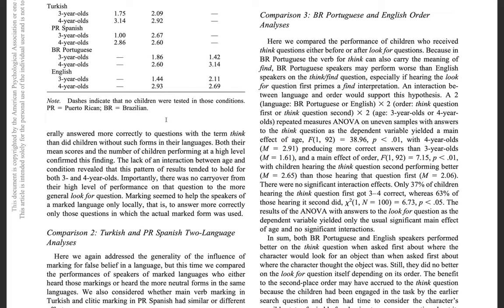A 2 by 2 by 2 repeated measures ANOVA on uneven samples, blah, blah, blah, with answers to the think question as a dependent variable yielded a main effect, with 4-year-olds producing more correct answers than 3-year-olds, and a main effect of order, with children hearing the think question second performing better than those hearing that question first.